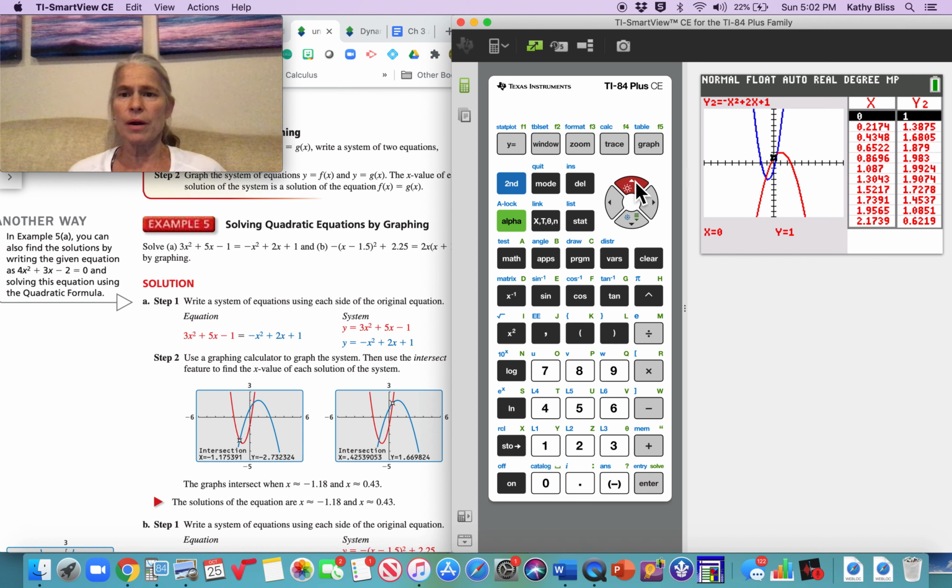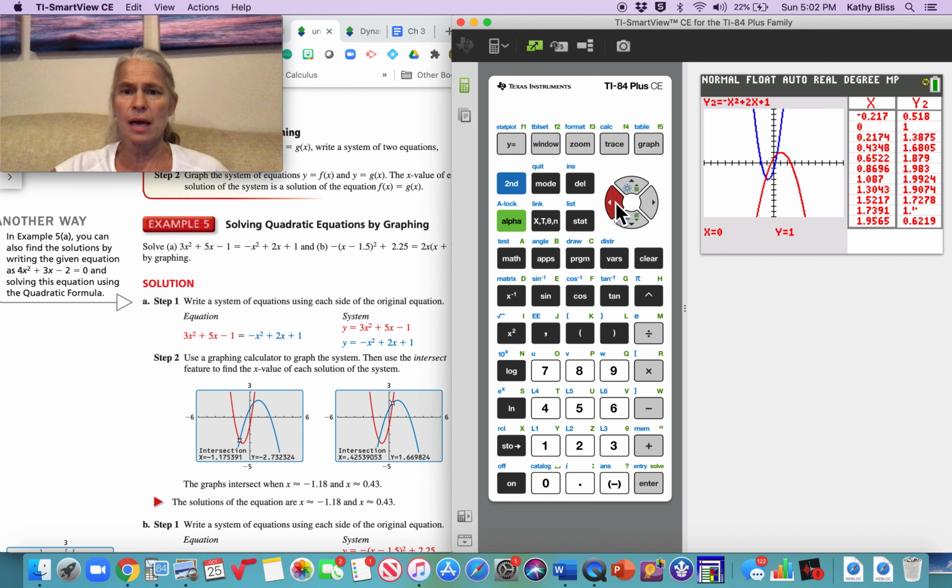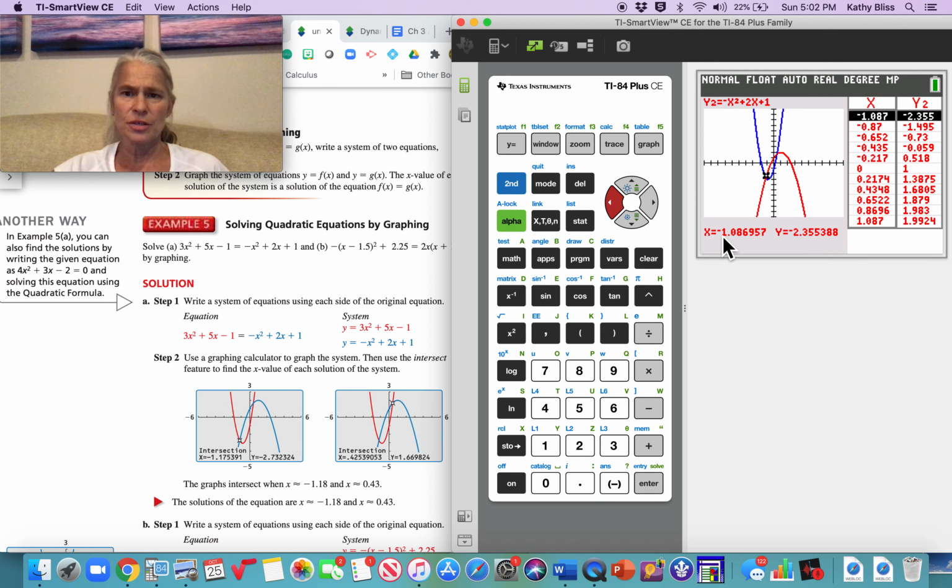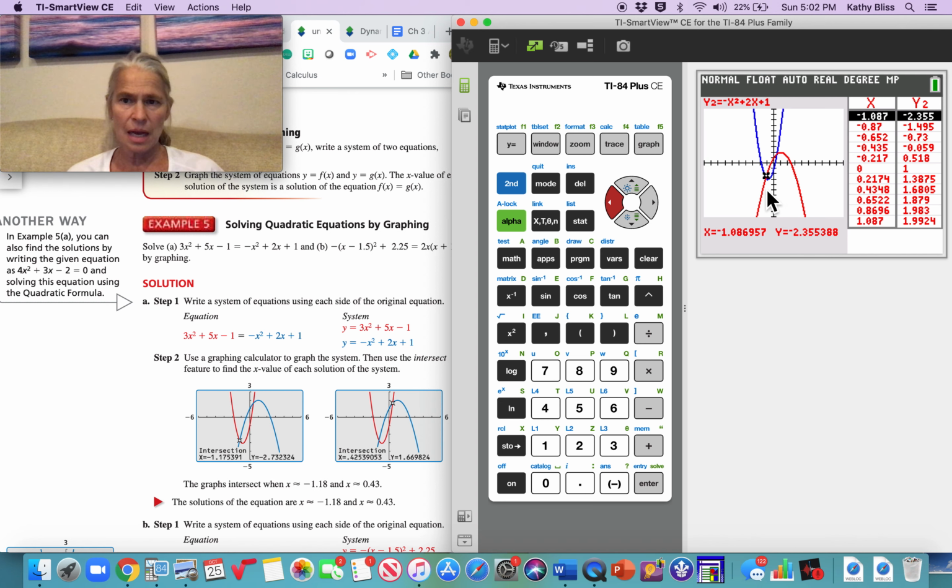Now I want to see where they intersect. I can use my left and right arrows to scroll along, and that looks about where they intersect, right? At about negative 1.08. Now this y value, remember, in my original equations, there are no y values. So that y value doesn't really have any meaning. It's when x is about negative 1.1 that it looks like the graphs intersect. But I'm just eyeballing that. And the calculator will actually calculate for you what that point of intersection is.